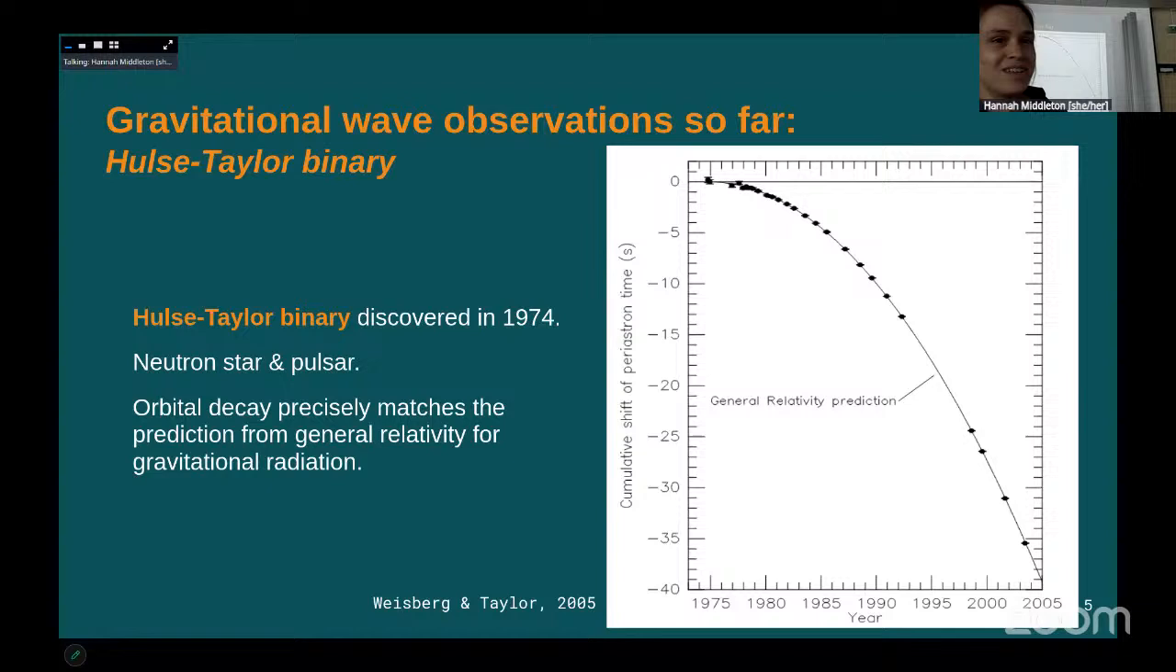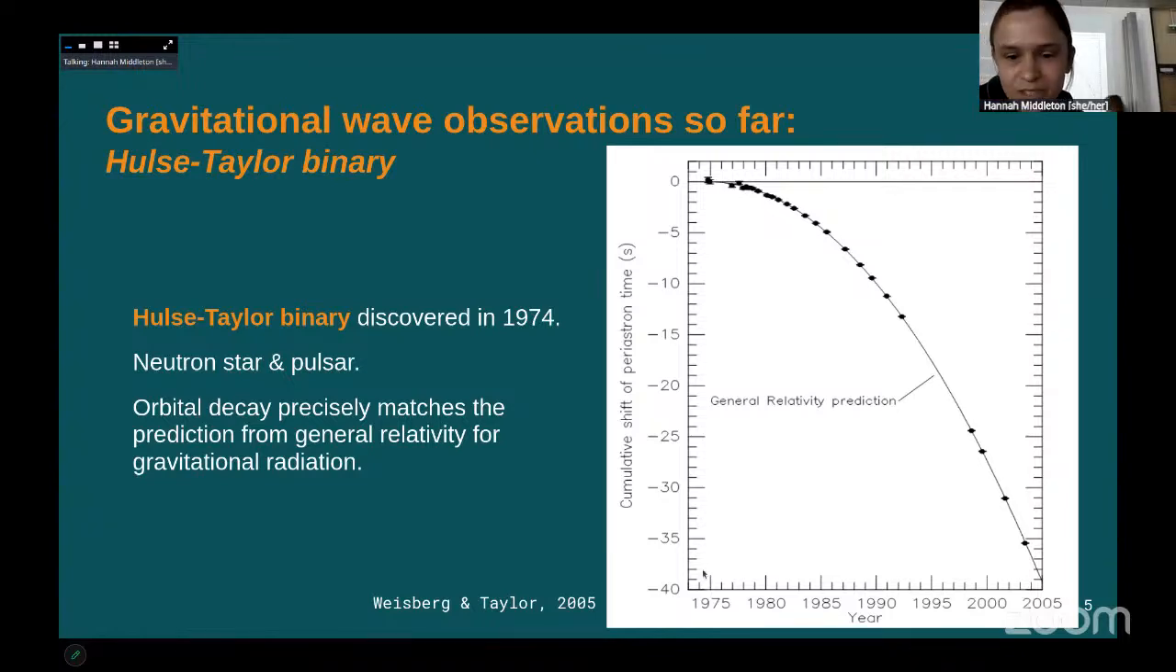So just to have a short recap of what has been seen up till now. If we go back to the Hulse-Taylor binary, this was the first observational evidence of gravitational waves. The binary was discovered in 1974. It's a neutron star and a pulsar, and by long-term observations of radio signals from the pulsar, you can monitor the orbital decay.